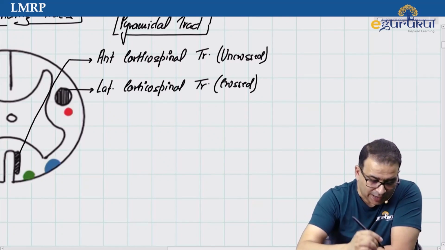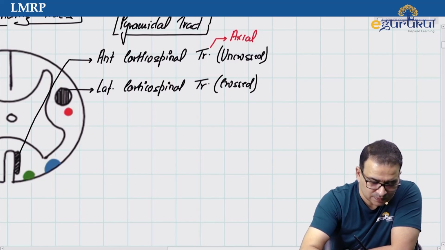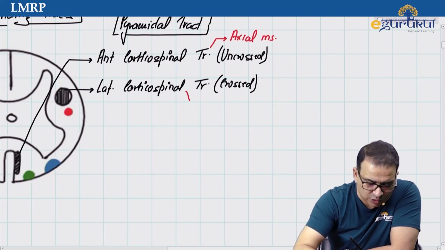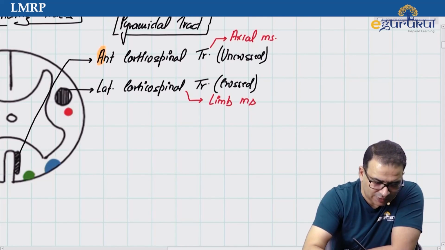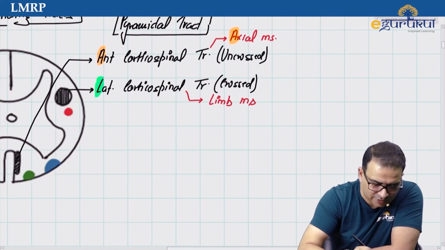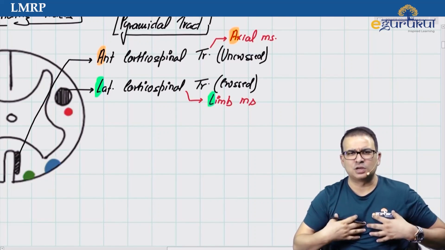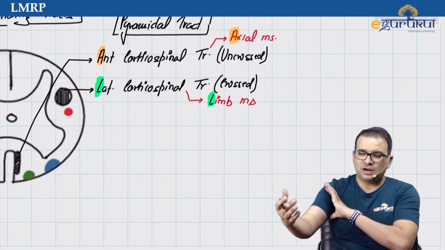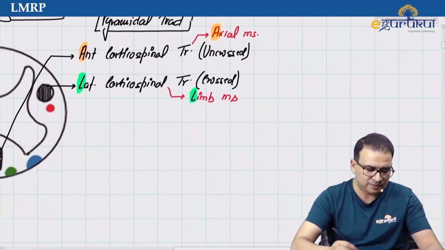The other difference is that the anterior corticospinal tract is basically for axial muscles. I'm sorry, it is not for limbs, it is for axial muscles. Whereas the lateral corticospinal tract is for limb muscles. It supplies the upper limb and lower limb muscles. It's easy to remember, guys. A for anterior, A for axial muscle. L for lateral, L for limb muscles. So the anterior corticospinal tract is for axial muscles, intercostal, abdominal muscle. Whereas the lateral corticospinal tract supplies the limb muscles, upper limb, lower limb. All those muscles are supplied by the lateral corticospinal tract.